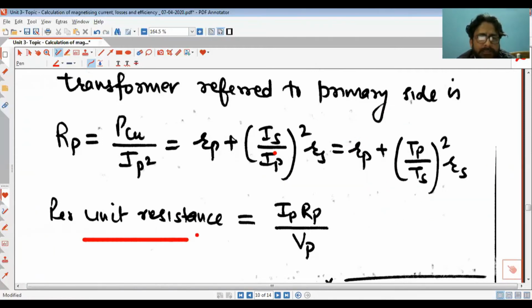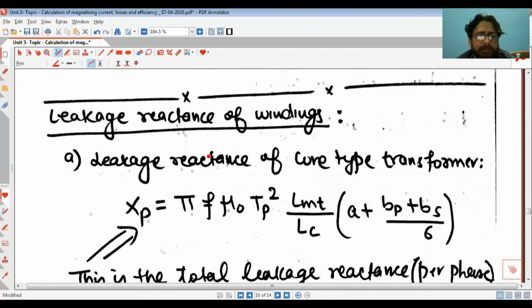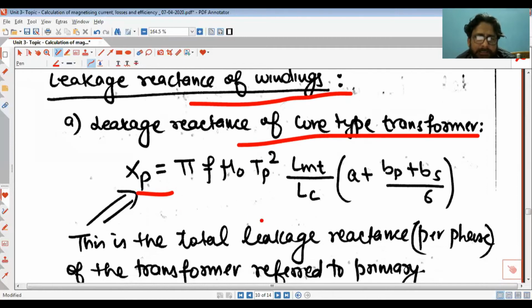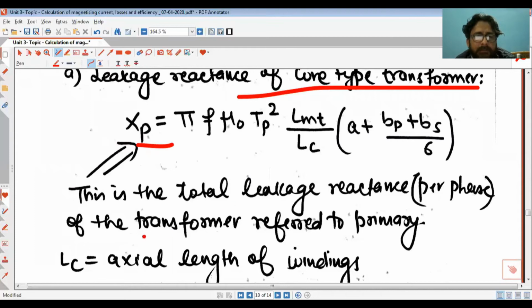So per unit resistance here is Ip Rp divided by Vp, right? So similarly, we can find out the leakage reactance of the windings also. So in short, I have mentioned here that for a core type transformer, the total leakage reactance per phase of the transformer referred to primary, means now this leakage reactance has been calculated by considering the equivalent circuit referred to primary.